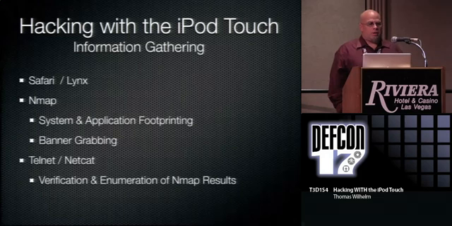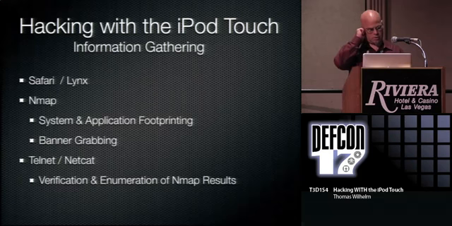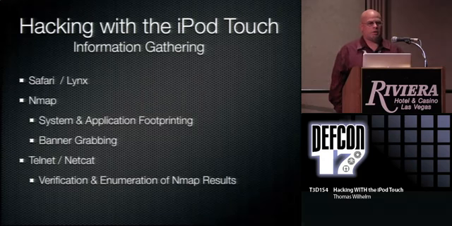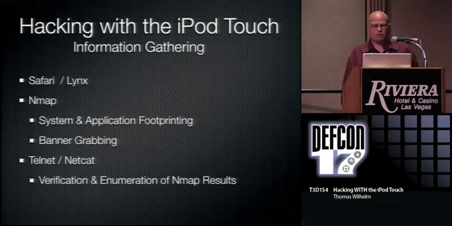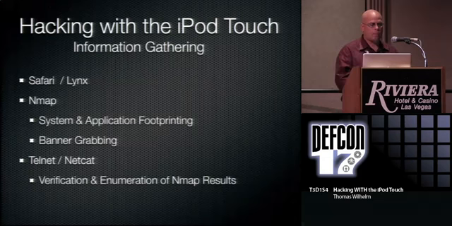So in the information gathering phase, we've got some tools that are pretty obvious. There's Safari, which is built in. For the hardcore guys out there that like Links, you can actually install Links. That stuff gives me a total headache, so more power to you. Nmap is on there. It was one of the first tools I think that was installed or built, and of course you can use it during this phase to do some footprinting and some banner grabbing. Then we've got Telnet and Netcat on there. We can actually use them to verify and enumerate all of our findings previously.